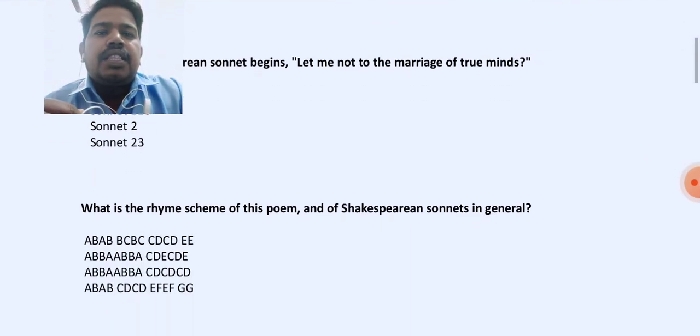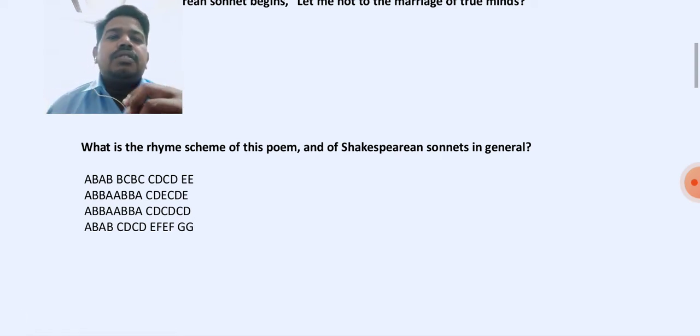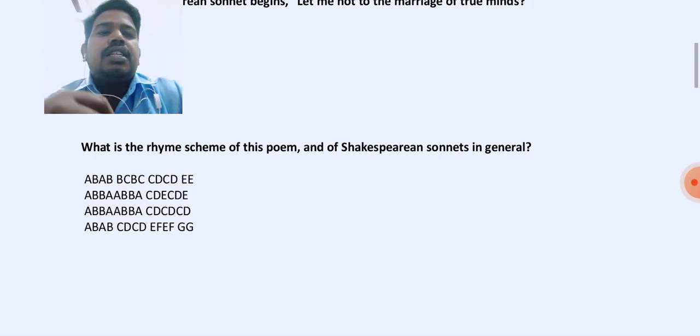Okay. The second question is: what is the rhyme scheme of Let Me Not to the Marriage of True Minds, and of the Shakespearean sonnet in general?